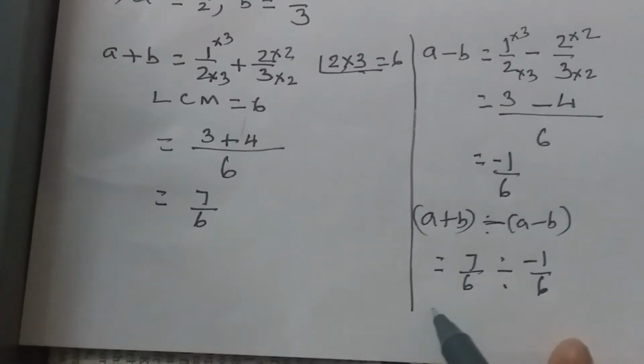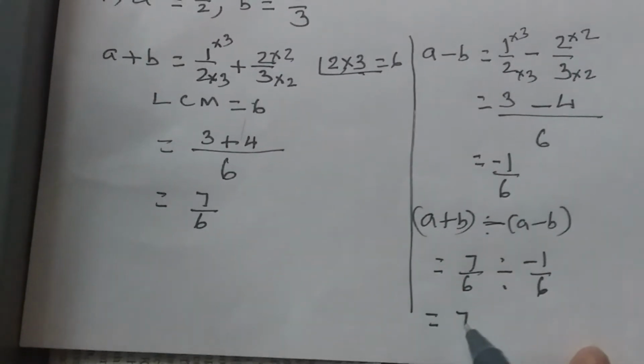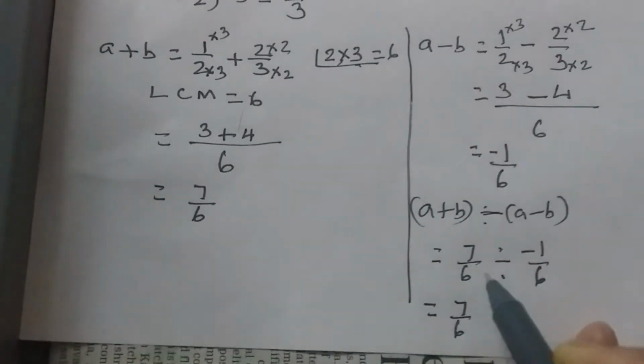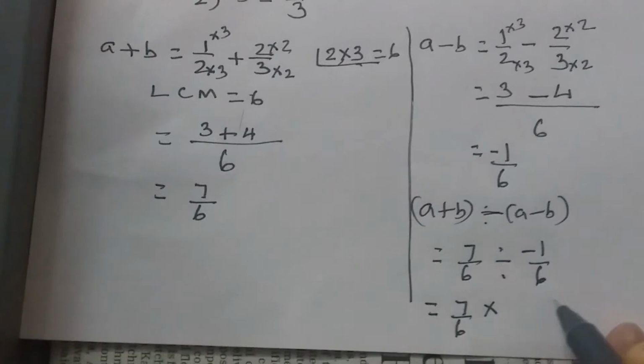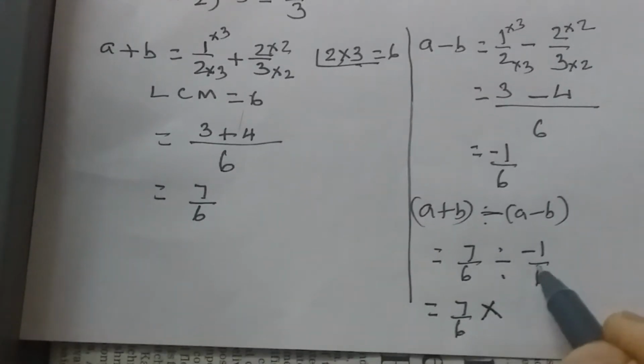Now let us follow the rule of division. What is it? Write the first rational number as it is. Change division into multiplication and write the reciprocal of the second rational number. When you are writing the reciprocal, will the sign change?